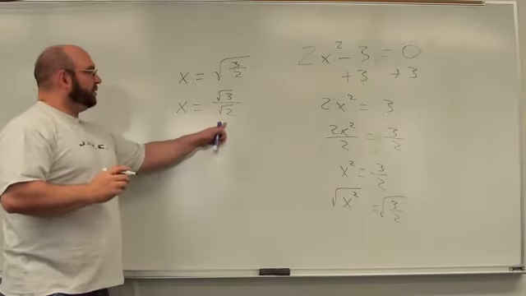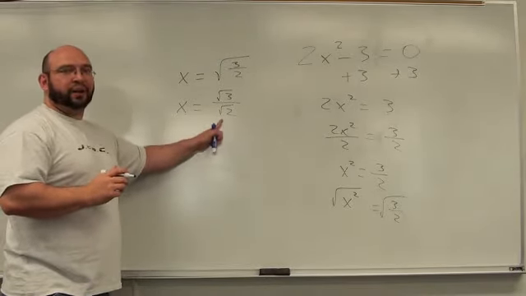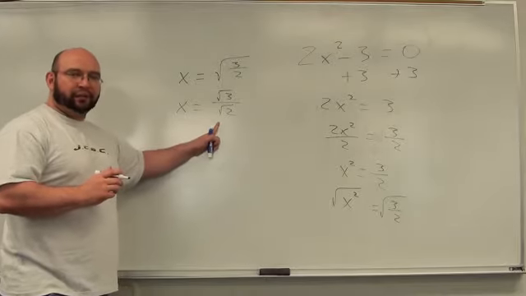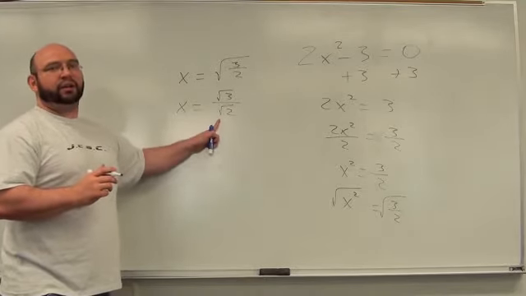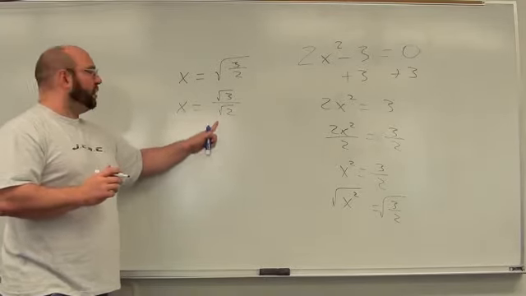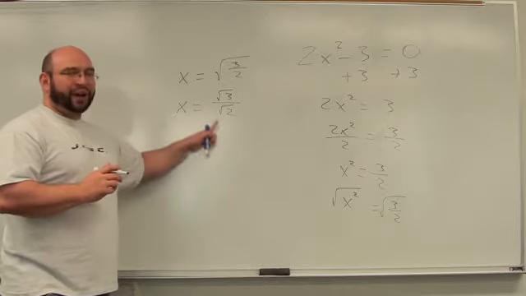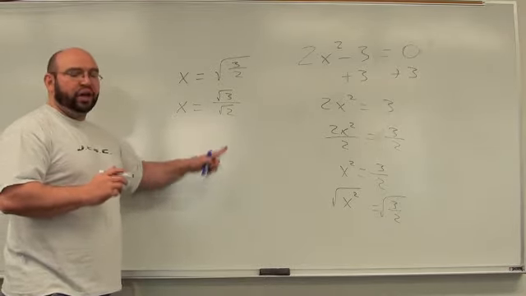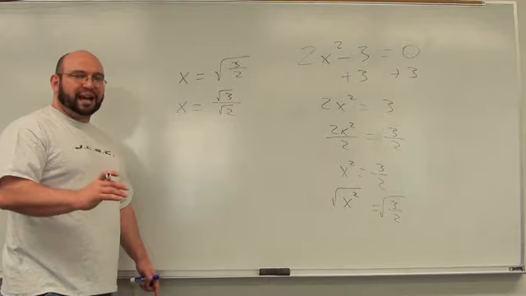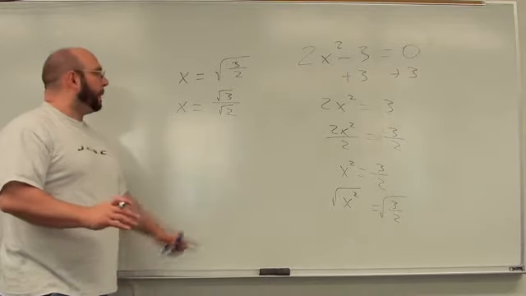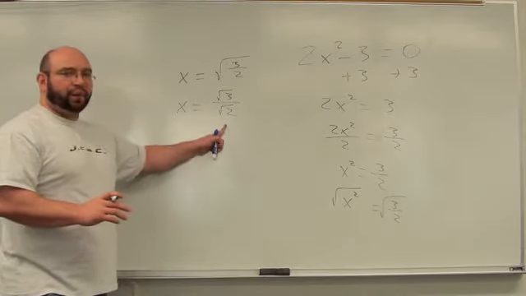Now, it's bad manners to have a radical 2 in the denominator. We don't want irrational numbers, nor do we want imaginary numbers in our radicals. So in order to do this, I need to rationalize the denominator. And in order to rationalize my denominator, I'm going to multiply it by radical 2 over radical 2.